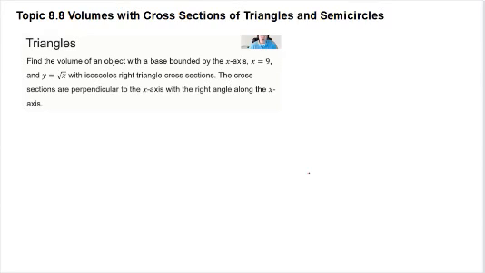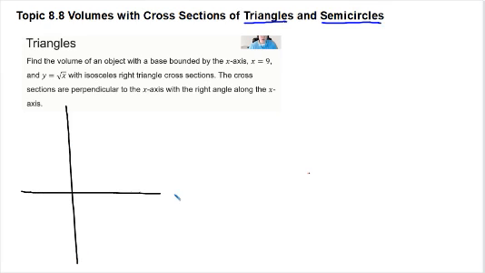All right, today in topic 8.8, we are still working with volumes, but now our cross sections are some different figures. Instead of Scrabble pieces and so on, we're going to have triangles and semicircles. So let's look at this first example. Find the volume of an object with the base bounded by the x-axis, x equals 9, and y equals the square root of x. So there's our square root of x.